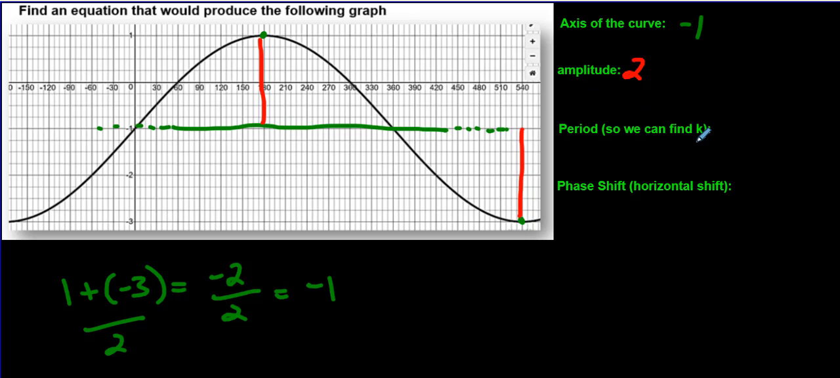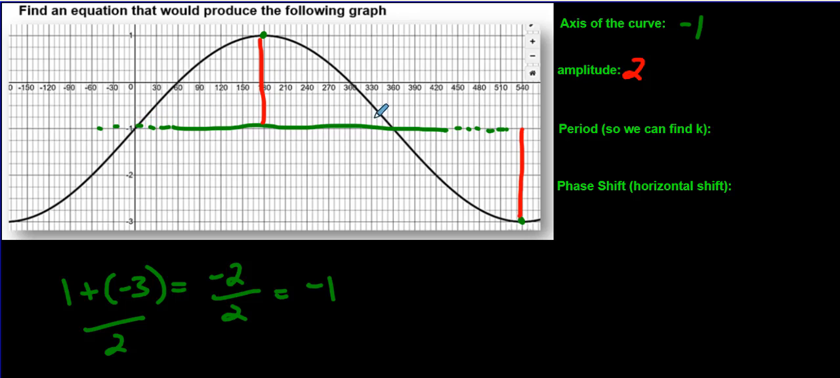What's the period? Well, we have to find k here. So the period, when does this thing repeat itself? This one's a little tougher because it's hard to see the start and the stop of this thing. So let's look. Where's a good place to start here?